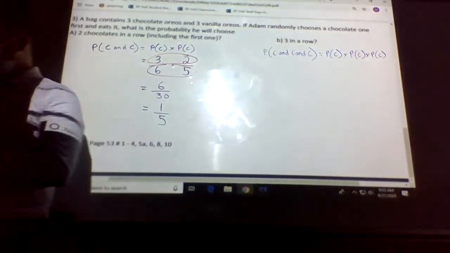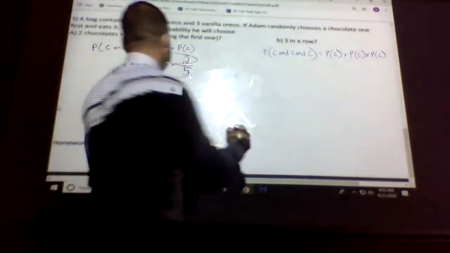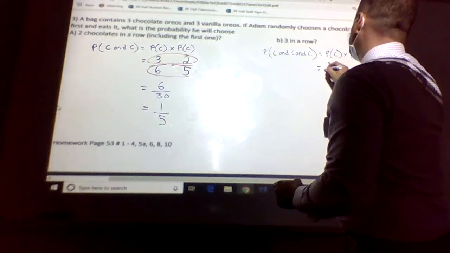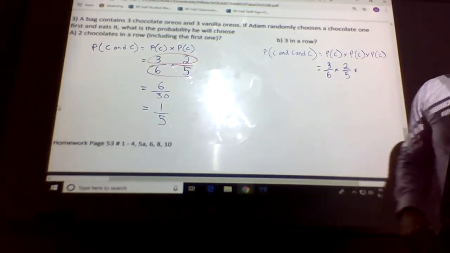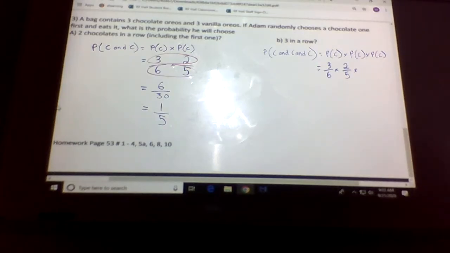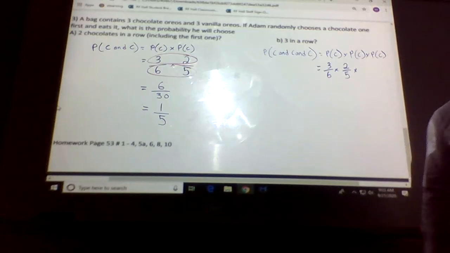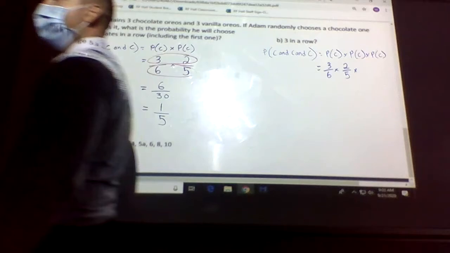Okay, now we're adding a third one to it. We already know the first two. The first two answers were 3 over 6 and 2 over 5. So 3 over 6 times 2 over 5. We already did 2 chocolates here, so we'll just copy that over. And what would be my last fraction?